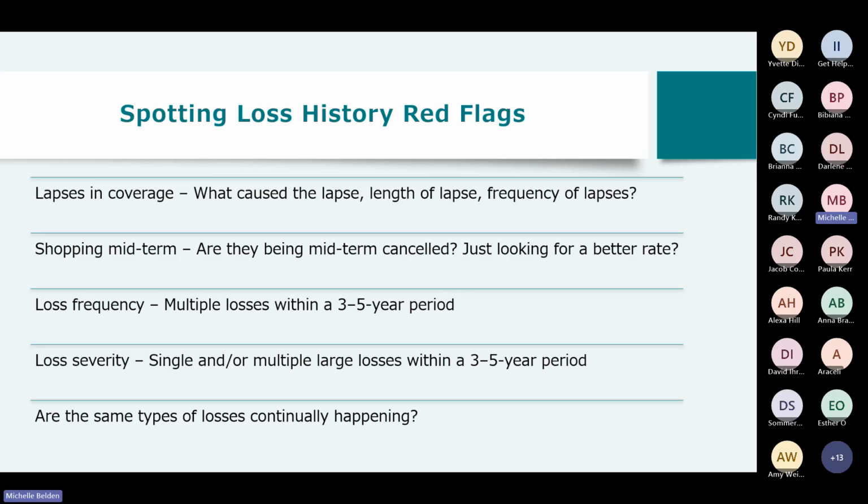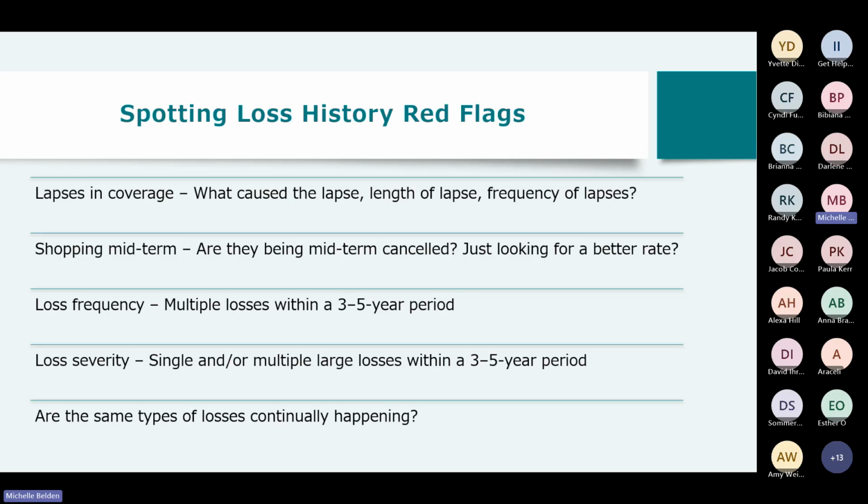Another thing that we'd be looking at is loss frequency. If they've had multiple similar types of losses in a 3 to 5 year period of time, do they keep having water losses? Maybe they have one that's 2,500 and then another one that's 3,500 and then one that's 10,000, and they just keep repeating themselves in a short period of time. Why aren't they doing anything to try to fix that from occurring anymore? That's something our markets take into consideration, how often they're happening.